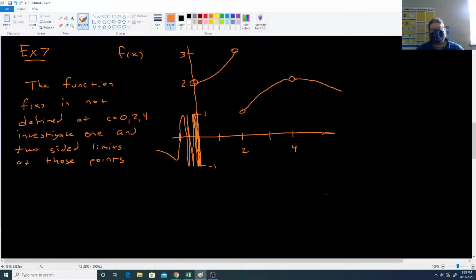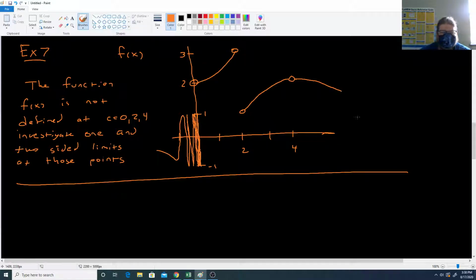Example 7 in the textbook gives us a function by giving us its graph. They tell us the function's not defined at c equals 0, 2, or 4. They want us to find the one- and two-sided limits of our function at all those points. So what they're asking is, what is the limit as x approaches 0 from the left of our function? What's the limit as x approaches 0 from the right? Then what's the two-sided limit at 0? Then they want us to do the same thing for 2.